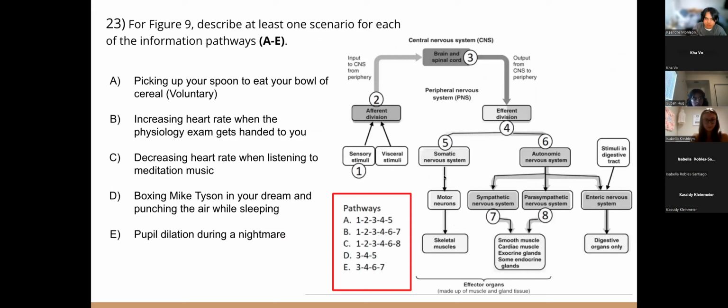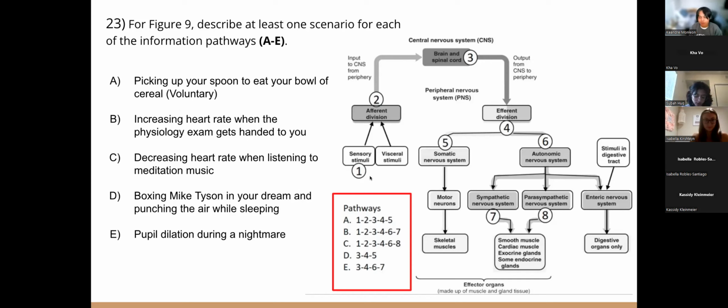Should have a slide here. Okay, there it is. So for this one, I'm just going to be talking about different scenarios that can essentially correlate with this information flow. This is something that he'll definitely test you on in the exam. I'm just going to provide some general examples that could probably help you a little bit.